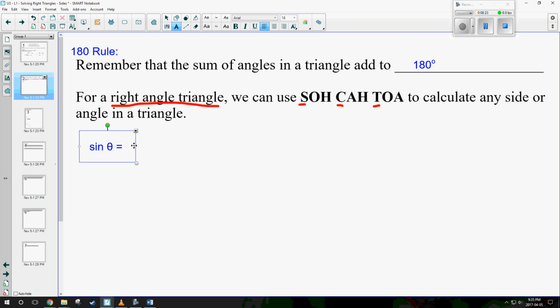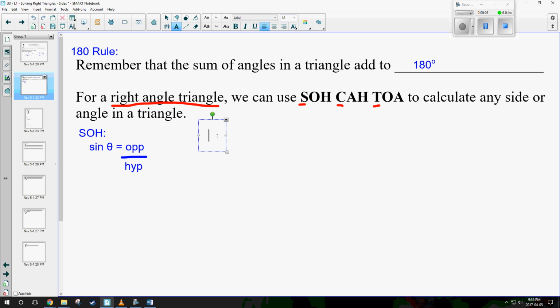The O stands for opposite. And the H stands for hypotenuse. So the formula for solving for a sine means that we use the opposite divided by the hypotenuse. And that's our SOH of our equation. So it gives us sine theta equals opposite over hypotenuse.